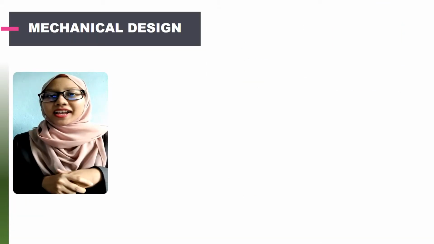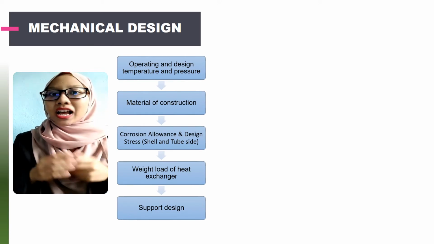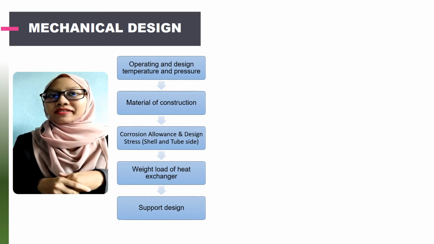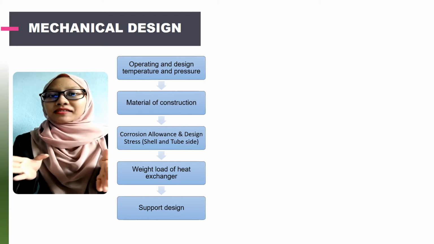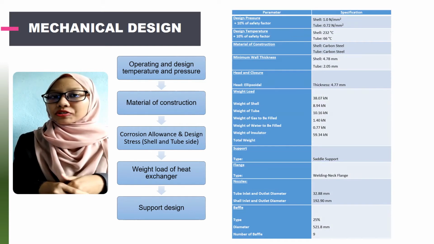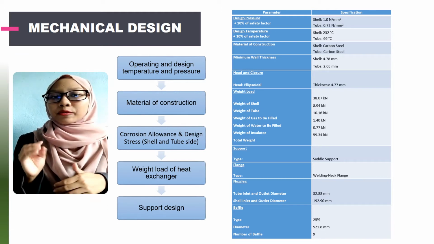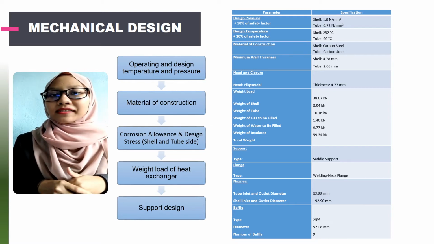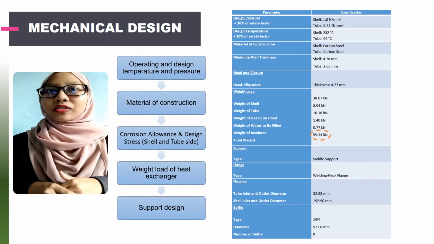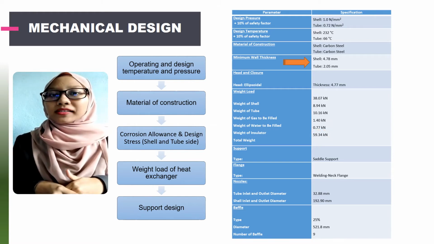For mechanical design, the steps involved are to identify the operating and design temperature and pressure, material of construction, corrosion allowance and design stress for shell and tube side, weight load of the heat exchanger, and lastly the support design. The table shows the summary for the mechanical design. The material of construction for both shell and tube side is carbon steel, with a weight load of the heat exchanger of 59.34 kN.